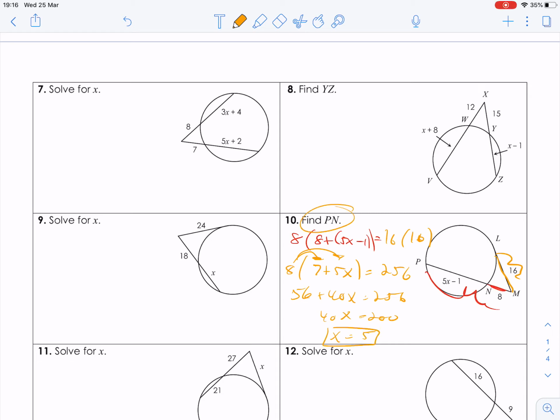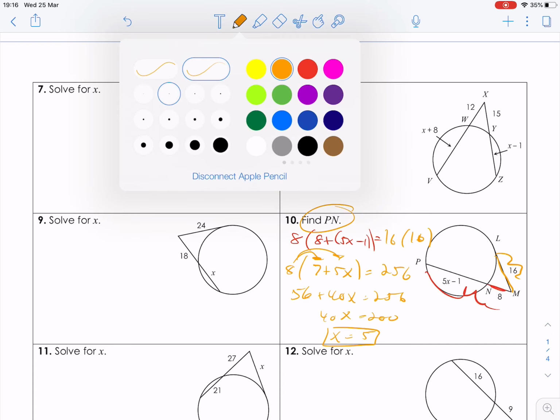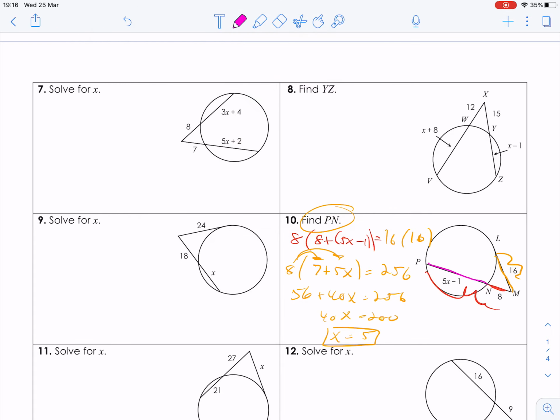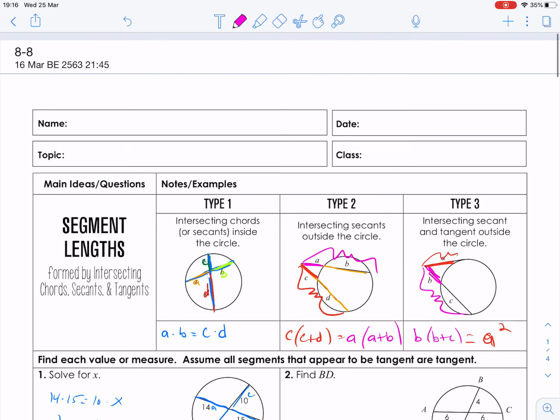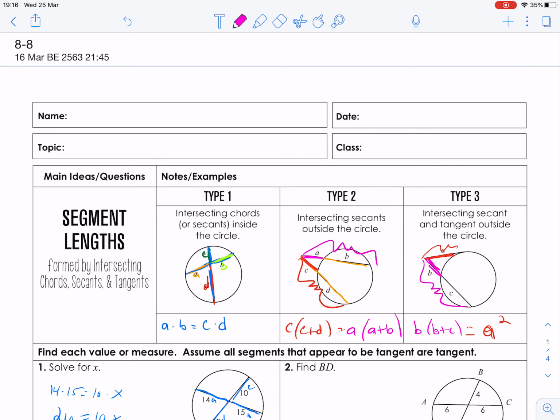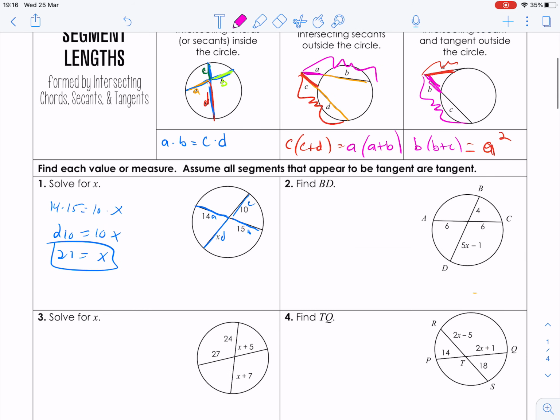Nice, except we're looking for Pn. Pn is this. Let's see if we get a different color. Pn is this, just this part. And we know that to be 5x minus 1. So we're doing 5 times 5 minus 1, which equals 24. Cool. All right, so those are all three types. And now I'm going to do all the evens.